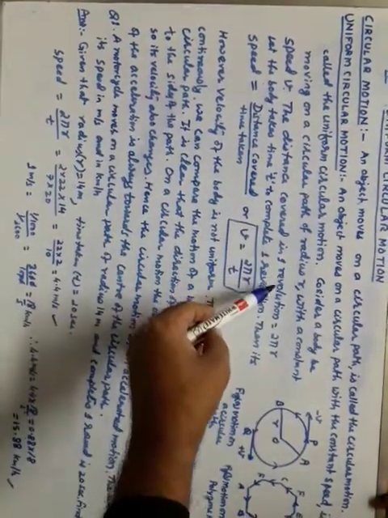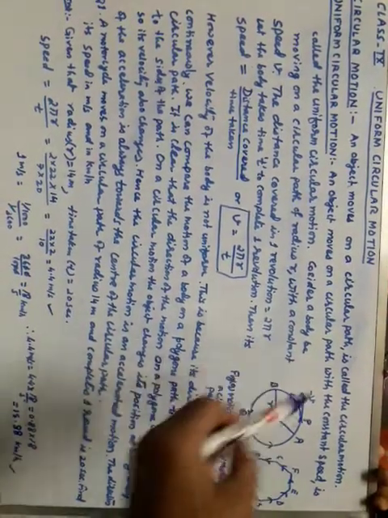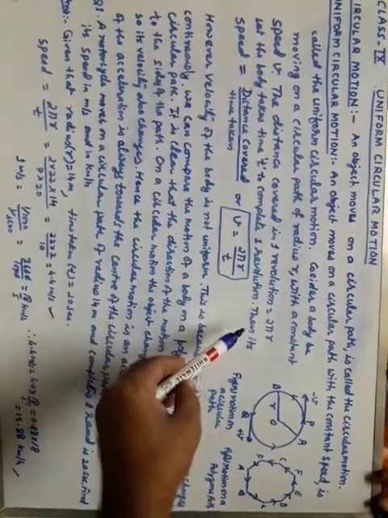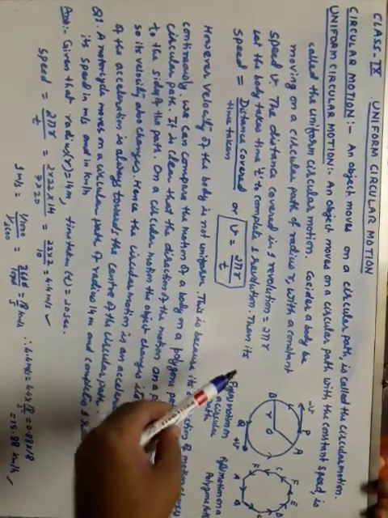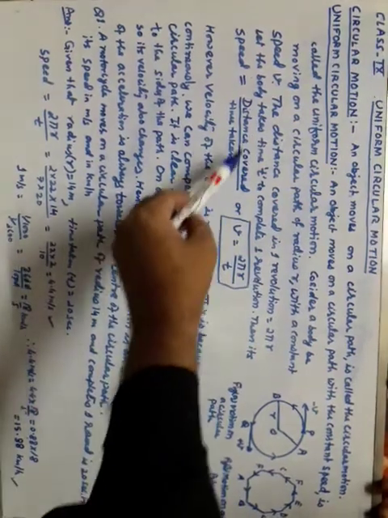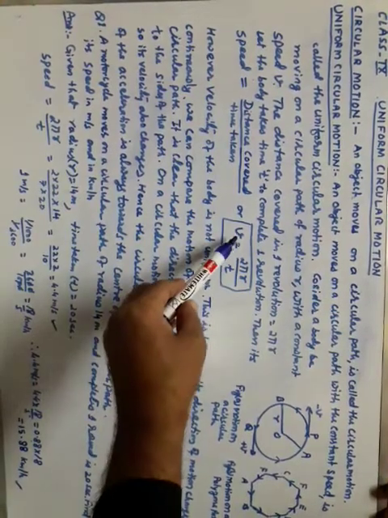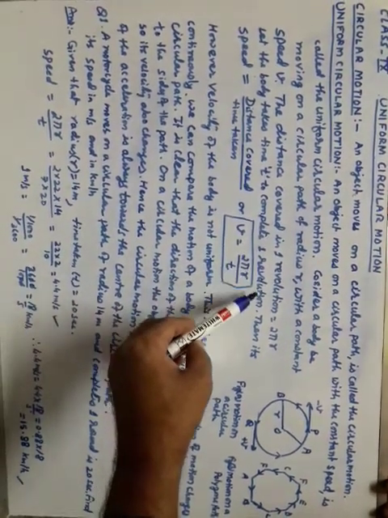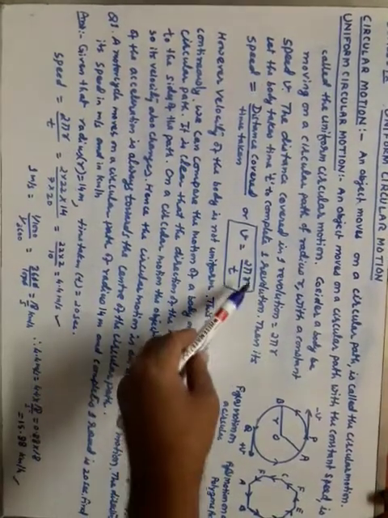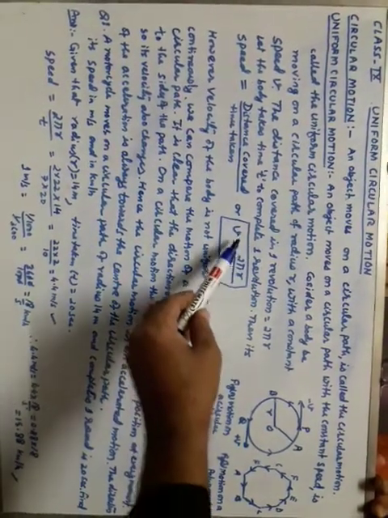The distance covered in one revolution is equal to the circumference, that is equal to 2 pi r. Let the time taken by the body to complete one round be t seconds. Then its speed is equal to distance covered divided by time taken. Distance covered is the circumference and time taken is the time period. So v is equal to 2 pi r by t. By using this formula, by knowing the value of radius and time of revolution, we can calculate the speed of the body.